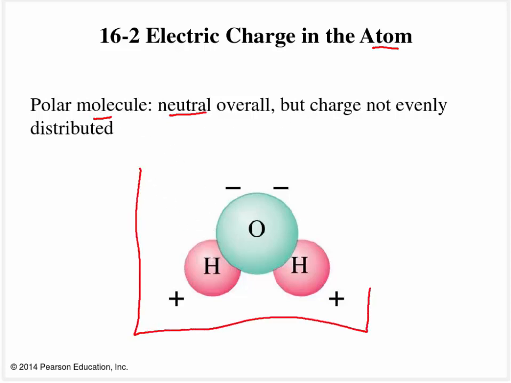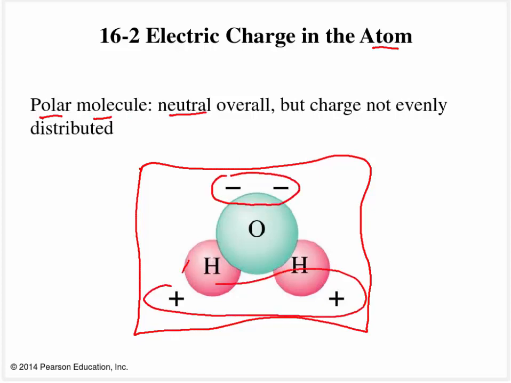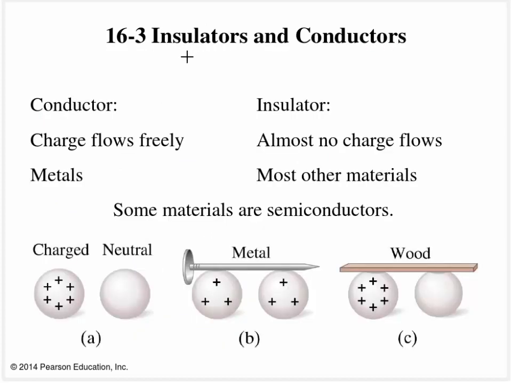Take, for example, water, H2O, so 2 hydrogens and 1 oxygen. This is what we call a polar molecule. It has the same number of electrons and protons, so it's going to be net neutral. However, there's some preferential separation of the charges such that there's more negative here than positive here, and so we have what we call a polarized molecule. We could also say this is a dipole, simply meaning that there's some separation of negative and positive.